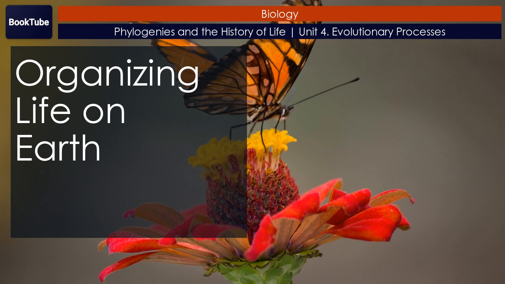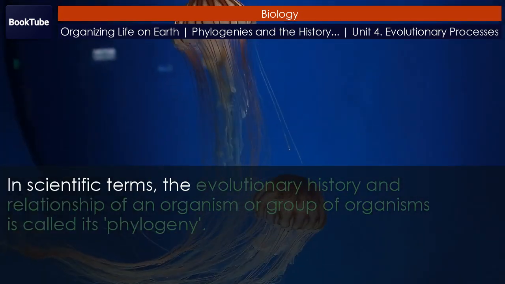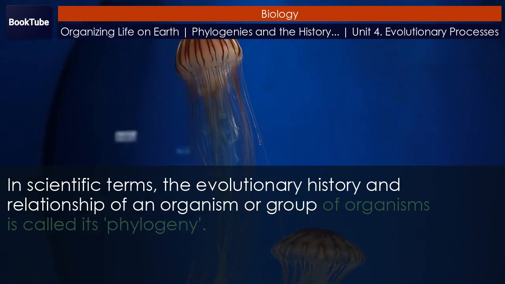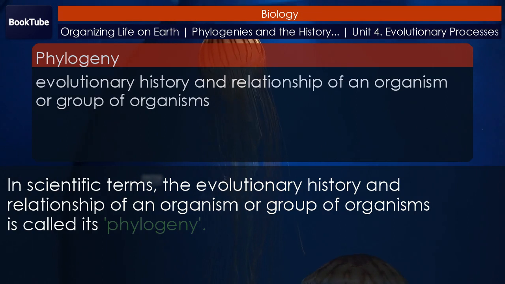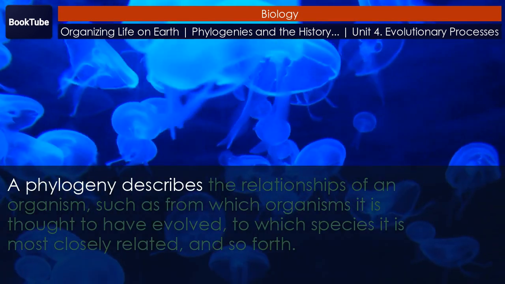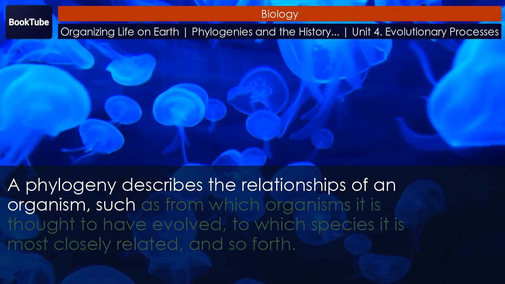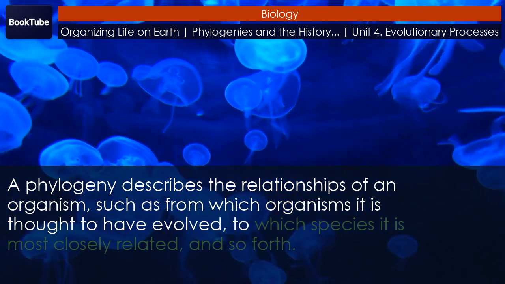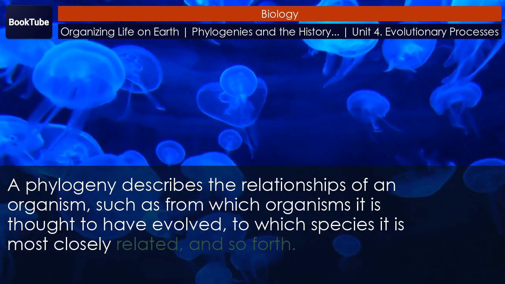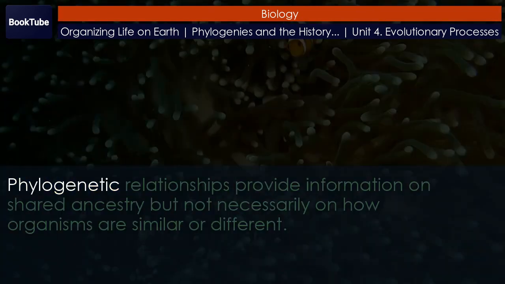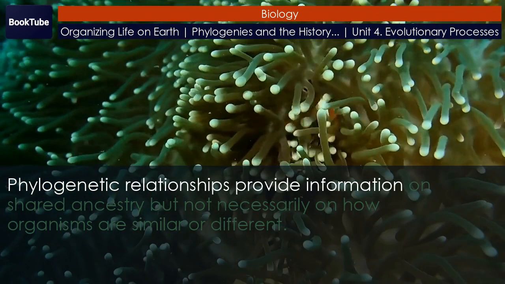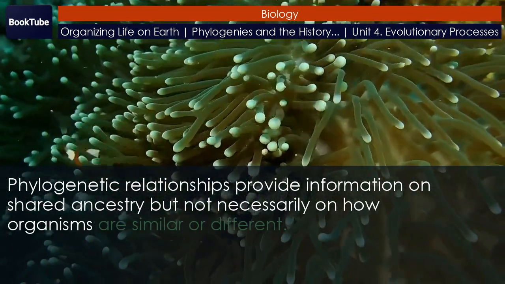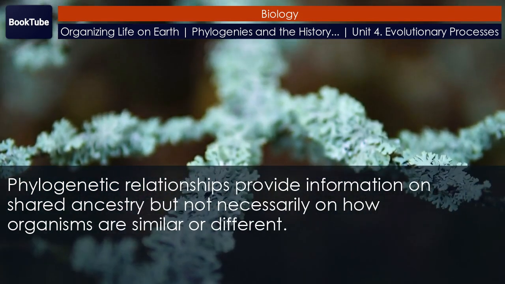Organizing life on Earth. In scientific terms, the evolutionary history and relationship of an organism or group of organisms is called its phylogeny. A phylogeny describes the relationships of an organism, such as from which organisms it is thought to have evolved, to which species it is most closely related, and so forth. Phylogenetic relationships provide information on shared ancestry but not necessarily on how organisms are similar or different.